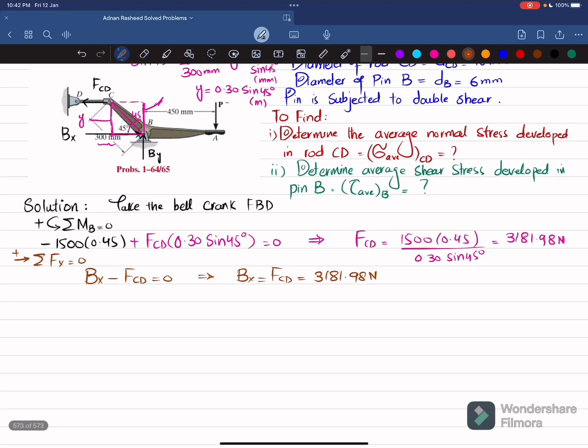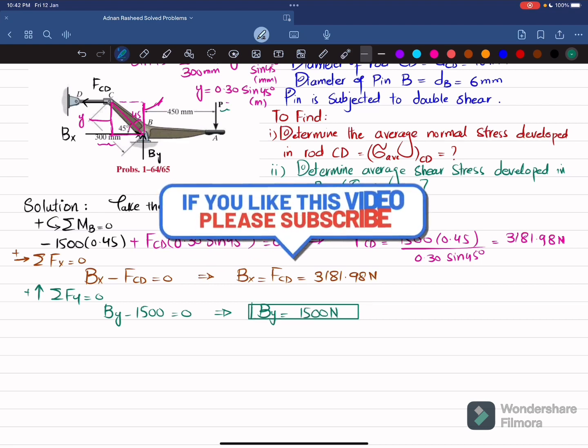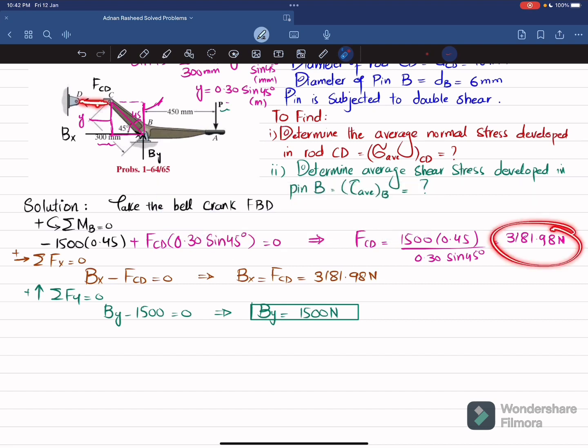The last thing is that we can find the third force, which is the vertical By, and it can be found by using this equation of equilibrium. So By minus this P, which is 1500, is equal to 0. So from here you will get By equal to 1500 Newton. Now you have all three forces. So the force in this rod is FCD, 3181.98 Newton. Clear?